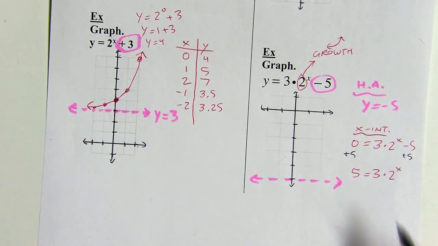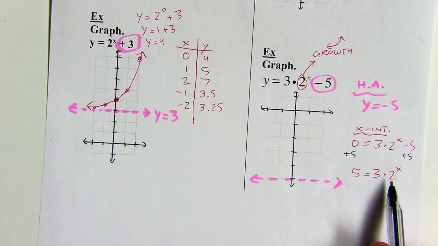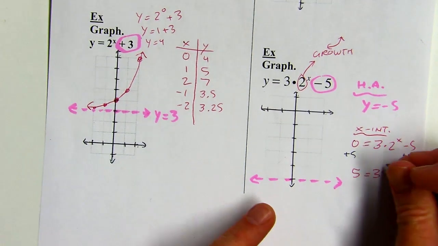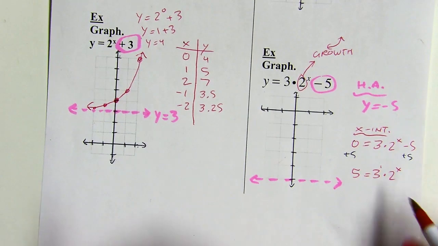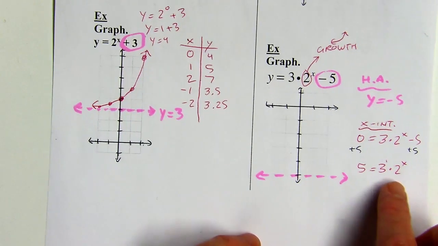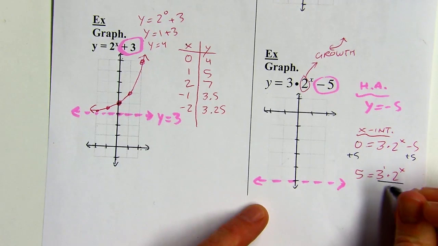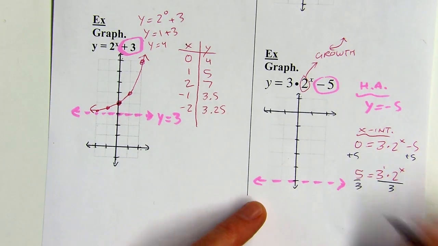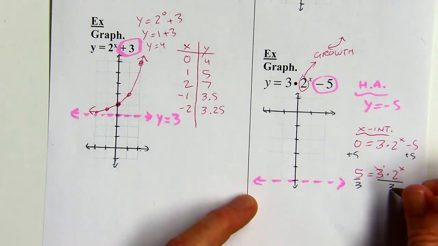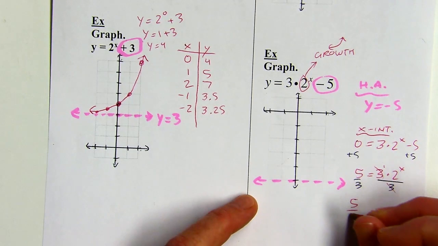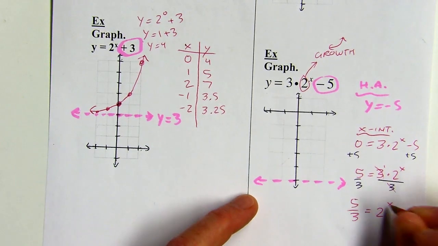And then what I see often is people simplify this, say, oh, that's going to be 6 to the x. Well, no, it's not, because the 3 is raised to the first power and the 2 is raised to the x. So you don't do the multiplication there because of PEMDAS, okay? But we can get rid of the 3 just by dividing both sides by 3. And those will cancel then, right? So now I've got 5/3 equals 2 to the x, okay?